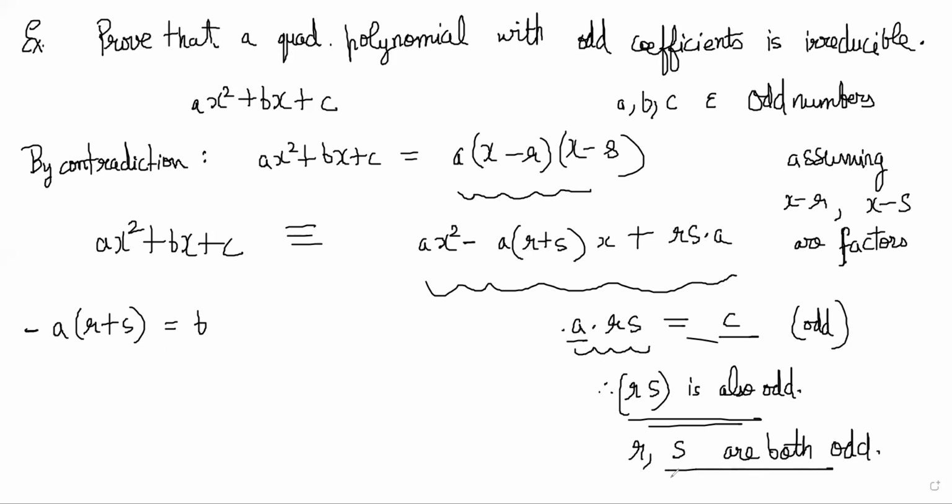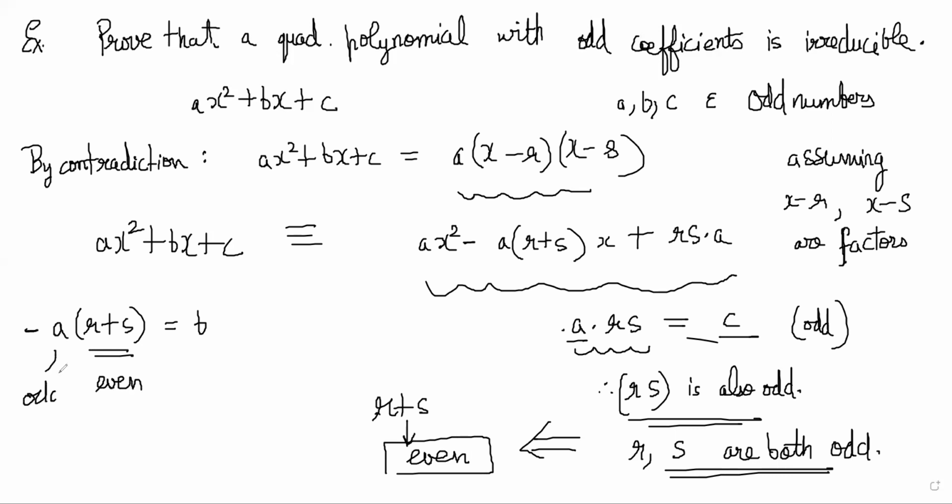Correct? R and S are both odd. That implies that R plus S is even, right? R plus S is even. And now if this part becomes even and this is odd, then the product becomes even, but that means that B was odd, right? So this is a contradiction. Even is equal to odd is happening. So basically a contradiction has been established.